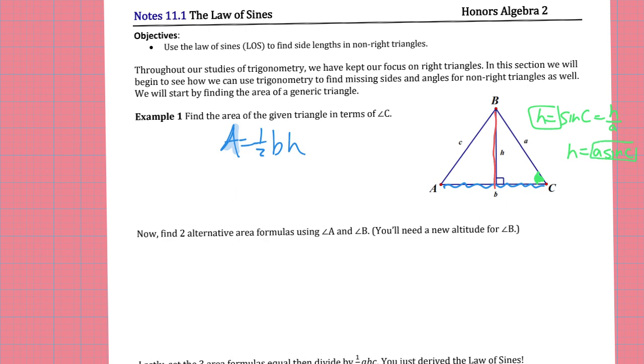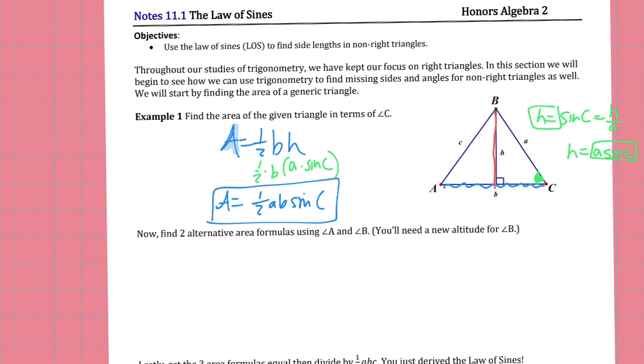And so we're going to use that in place of the height here. So we're going to do 1/2 times the base times, instead of the height, A times the sine of C. And so abstractly, we can say that the area is equal to 1/2 AB sine of C. So that's one formula.